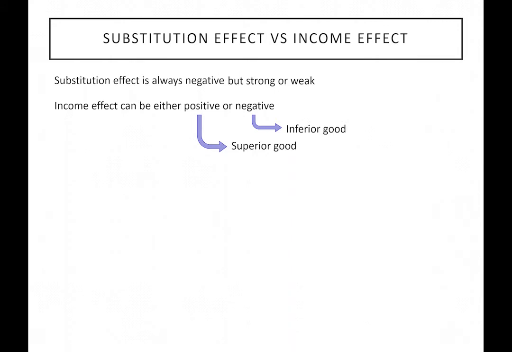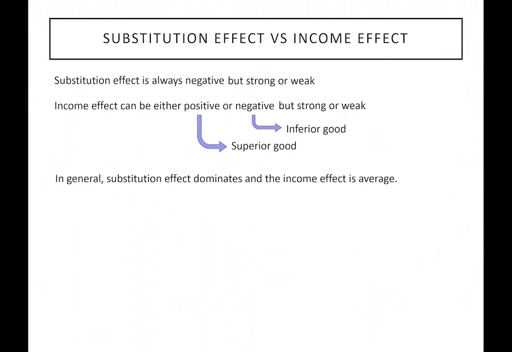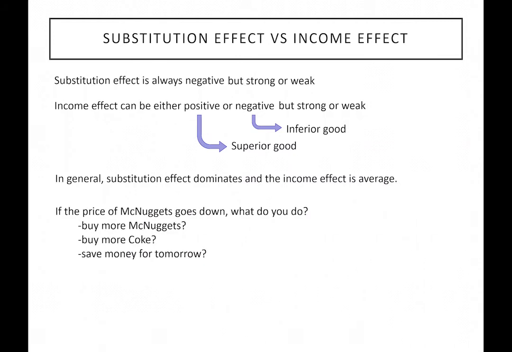Both effects can be either strong or weak. Generally speaking, though, the substitution effect dominates the income effect, and so the law of demand typically is: if the price of something goes down, a person purchases more of it. You can imagine it in this context. If we lower the price of McNuggets, what does a person do?